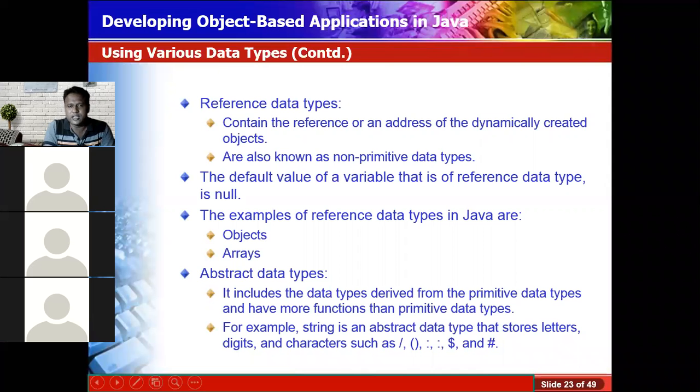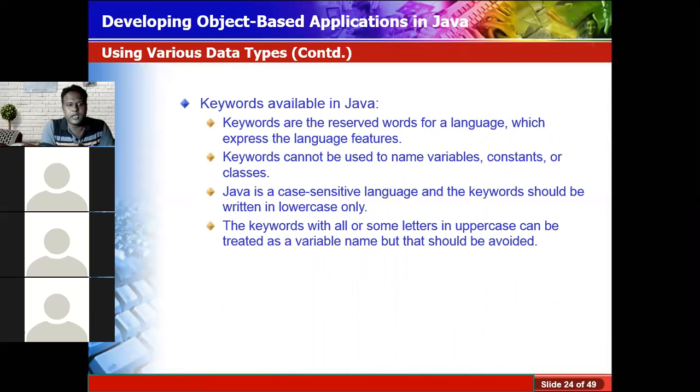It is called the abstract data type. Keywords are available in Java. The keywords are reserved words for a language which express the language feature. A keyword cannot be used to name a variable, constant or class. Java is a case sensitive language and keywords should be written in lowercase only.